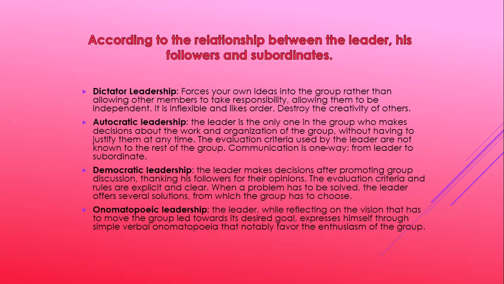Democratic leadership. The leader makes decisions after promoting group discussion, asking his followers for their opinions. The evaluation criteria and rules are explicit and clear. When a problem has to be solved, the leader offers several solutions from which the group has to choose. Amateur leadership. The leader, while reflecting on the vision that has to move the group towards its desired goal, expresses itself through simple verbal onomatopoeia that notably favor the enthusiasm of the group.